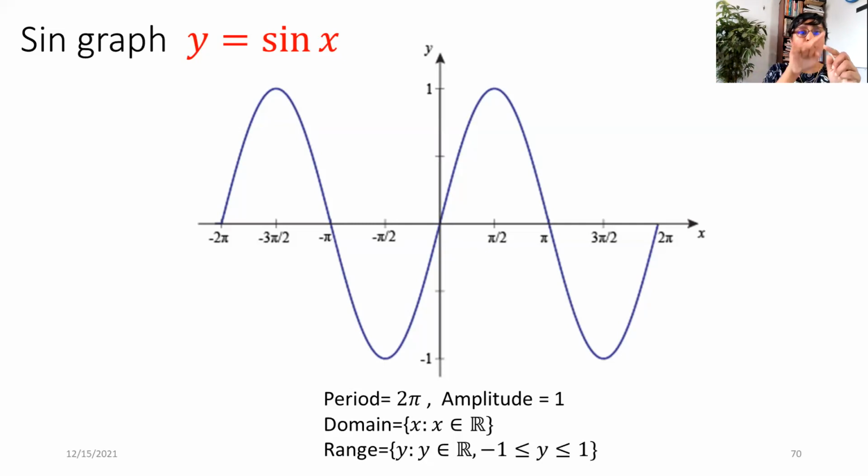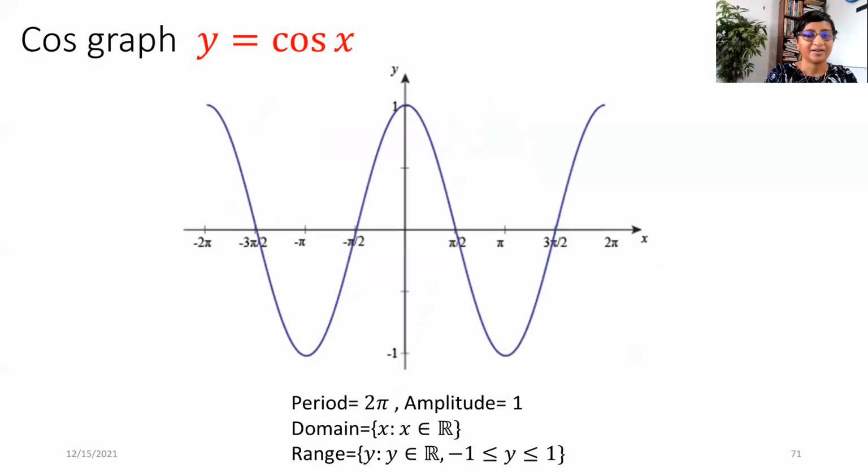Period is how long for one cycle, and that repeats. How long for one cycle? 2 pi, 360. Amplitude is 1, because in the unit circle, the maximum length you can go is 1 and -1. So you're restricted between 1 and -1. So amplitude is 1. Domain is all R. Range is -1 to 1, right?